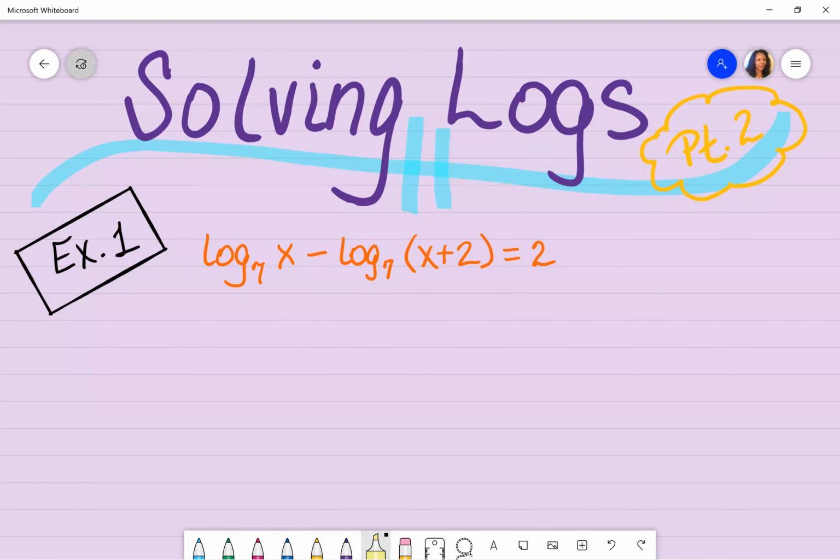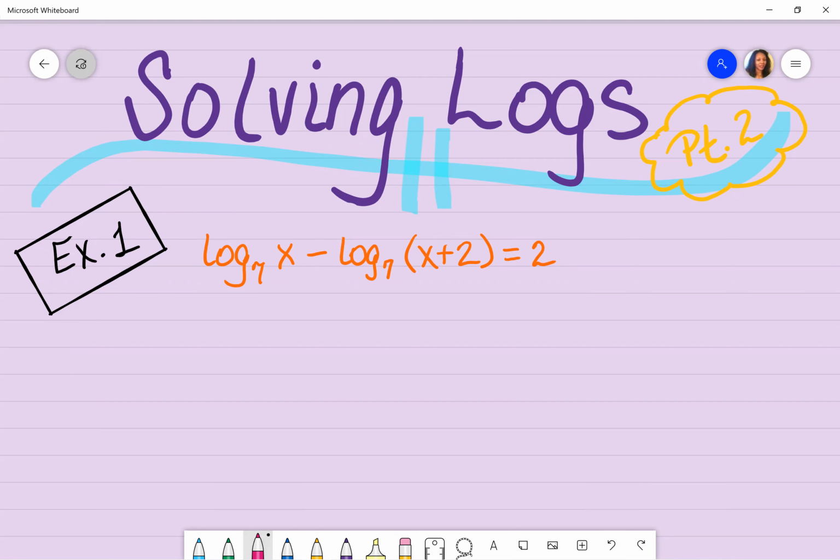Okay, so this is part two of solving logs. Let's do a quick review of properties of logs. If you have two logs on one side of the equation, but on the other side you don't have any type of log shown, you want to look for the sign that's in between those two logs, and then you want to use the properties that you learned in my property of logs video.